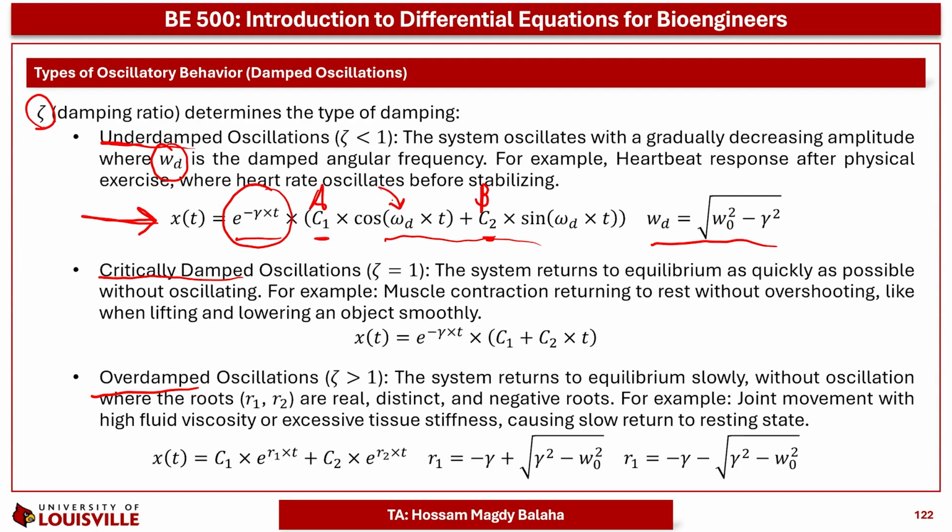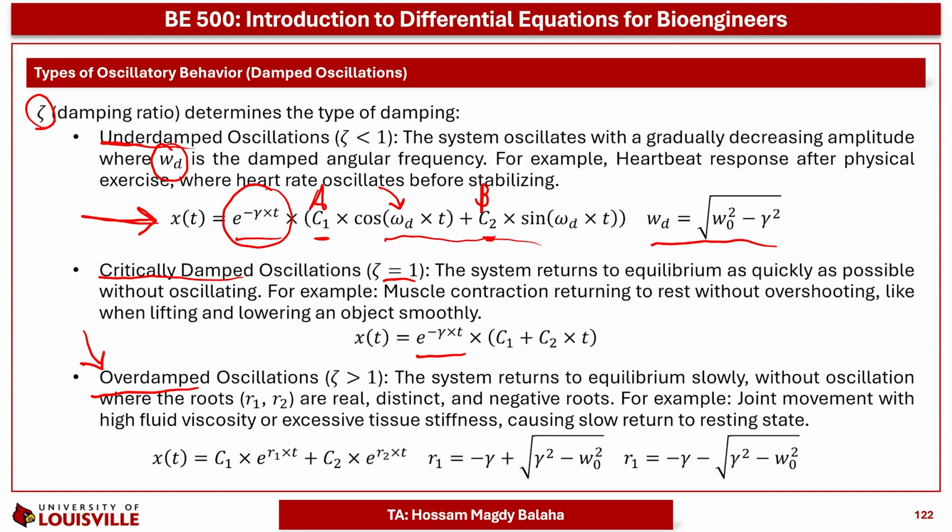For the critically damped oscillations, where zeta equals 1, the system returns to equilibrium as quickly as possible without oscillating. And here, the general solution will be the exponential multiplied by c1 plus c2 multiplied by t. For the overdamped oscillation, where zeta is above or greater than 1, the system returns to the equilibrium point slowly without oscillation.